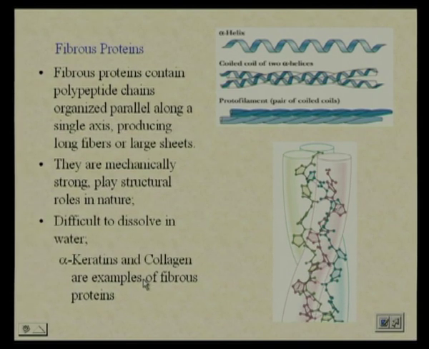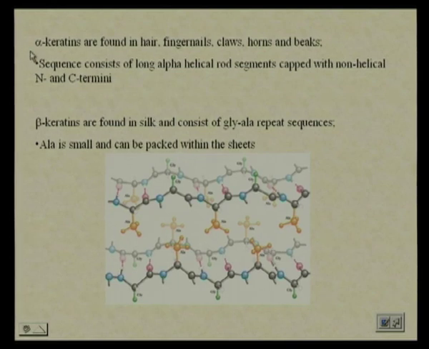You recognize that these long fibers or large sheets that are actually formed are parts of structures that require mechanical strength. For example, alpha keratin and collagen are 2 such examples of fibrous proteins, and because of their structure, you find them, for example, in hair or in muscles. Because they are fibrous in nature and they form this long parallel structure along a single axis, they give you this longitudinal structure and a mechanically strong nature. For example, alpha keratins are found in hair, okay, and their sequence consists of long alpha helical rod segments, as I showed you in the previous slide.